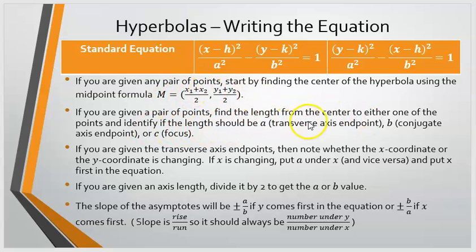And then if it's a transverse axis endpoint they gave you, then that will be the length of a going from the center to the point. If it's the conjugate axis endpoint, then that will be the distance b. And if it's a focus that they gave you for the coordinates, then the distance from the center to that point will be c.